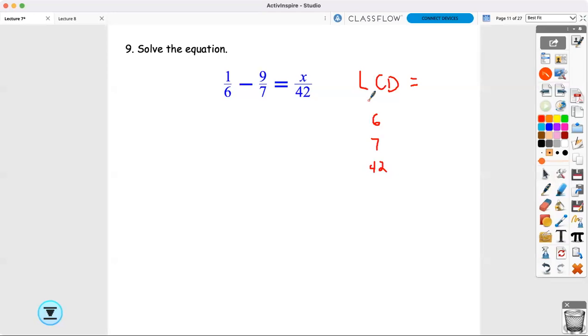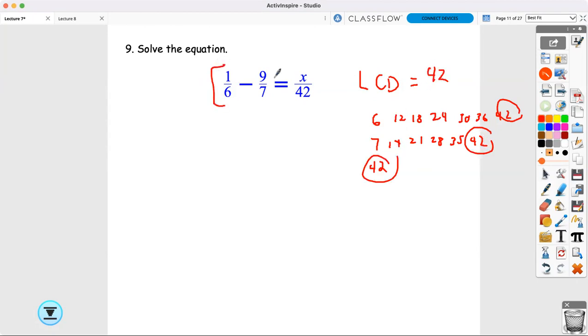All right. So let's look at this LCD. What is the LCD of each denominator? 6, 7, and 42. Well, I know 6 does go to 42. I know 7 goes to 42, but let's double check that, right? So we have 6, 12, 18, 24, 30, 36, 42. We have 7, 14, 21, 28, 35, 42, and then 42 is there. So notice how they're all 42.